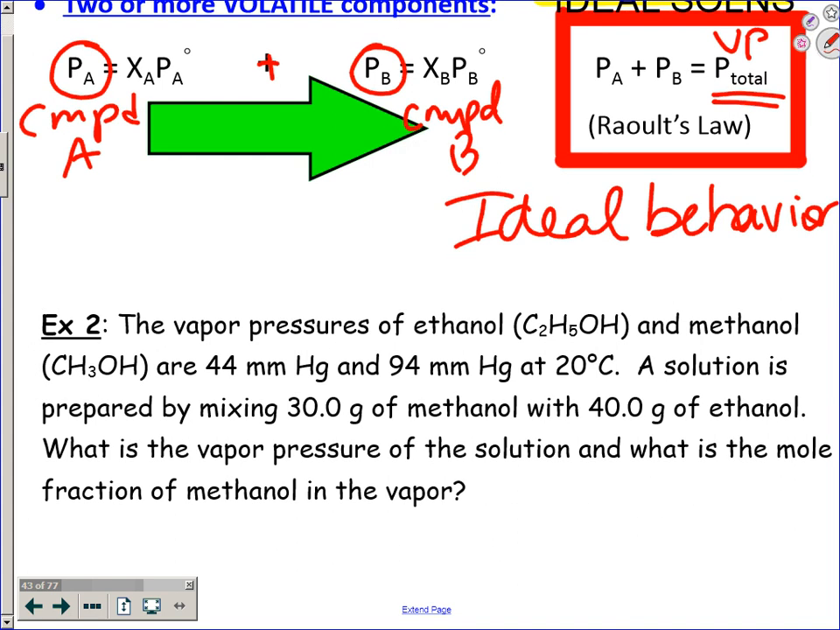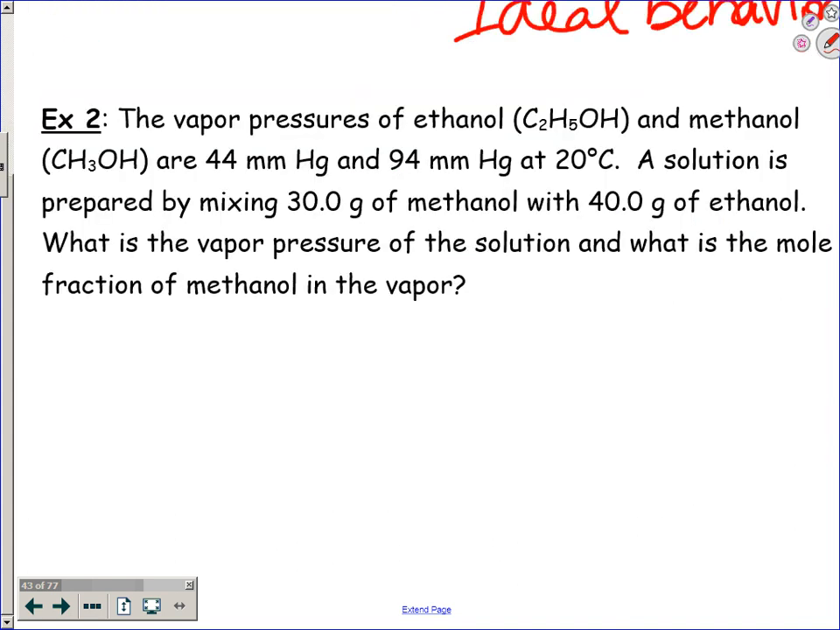Okay, so using this logic, you should be able to solve this question. It's in your packet someplace. You're going to be using two versions, the first version and the second version of Raoult's law.